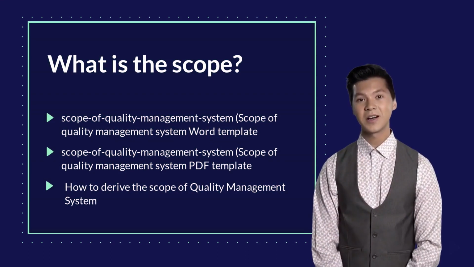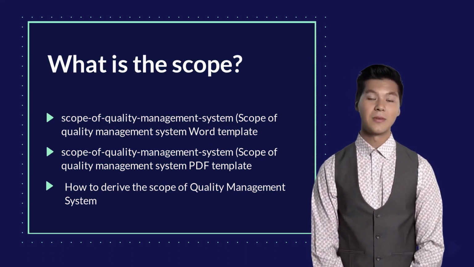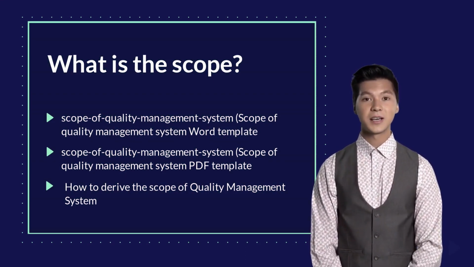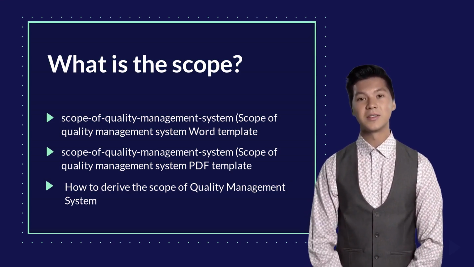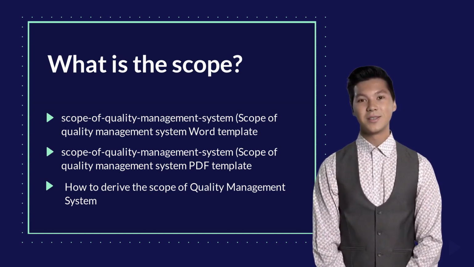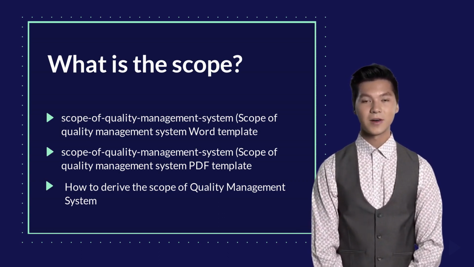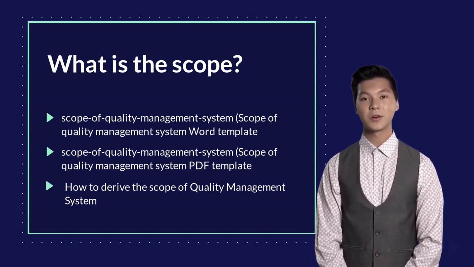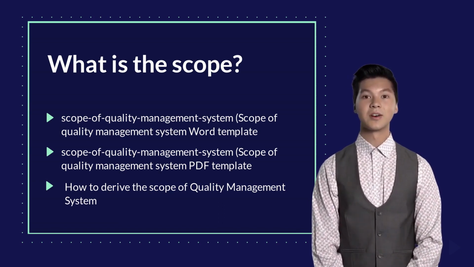The scope of the quality management system is the boundaries of your business. It is a set of activities, products, and services that make up your organization. You need to know what the scope is before you start designing a quality management system for your business, because you will use this knowledge when creating policies and procedures for your system.